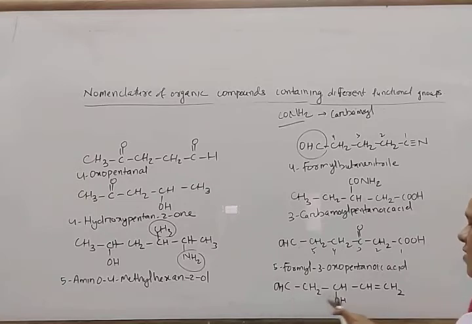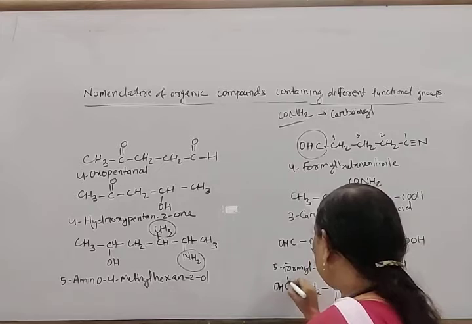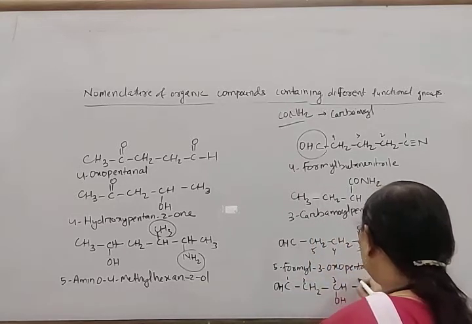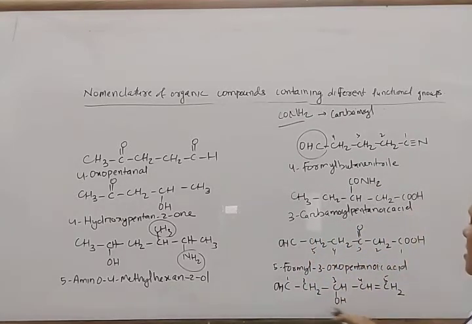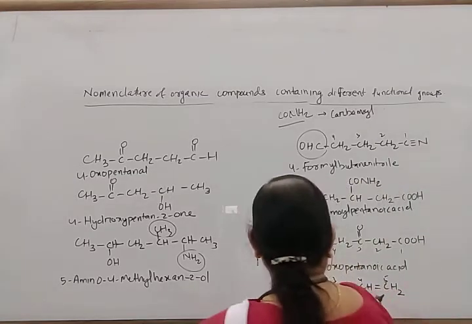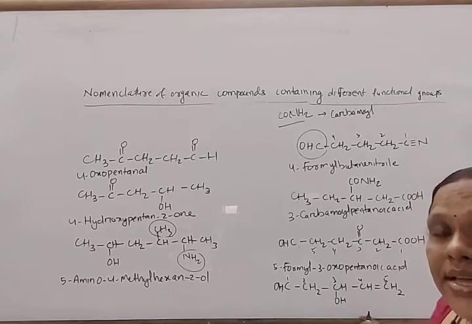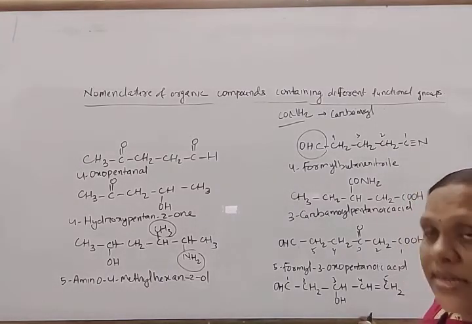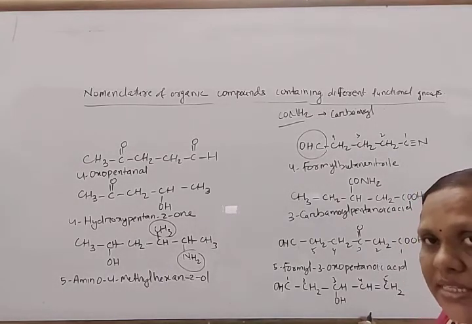Next come to here: CHO, OH and double bond in priority order. This comes first, then OH, then the alkene double bond has some character. So in this way CHO, OH and CH double bond CH2, alkene. In this way first priority comes to here. So counting starts from here: 1, 2, 3, 4 and 5. So for this, OH is there and alkene. For ene and yne, there is no secondary suffix, only the primary suffix is there.